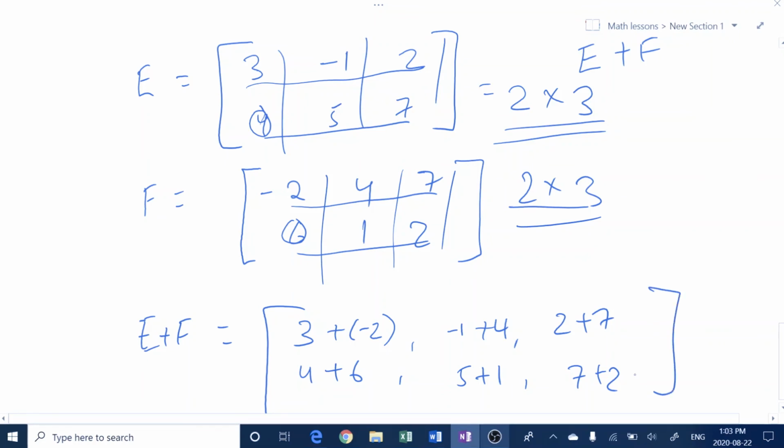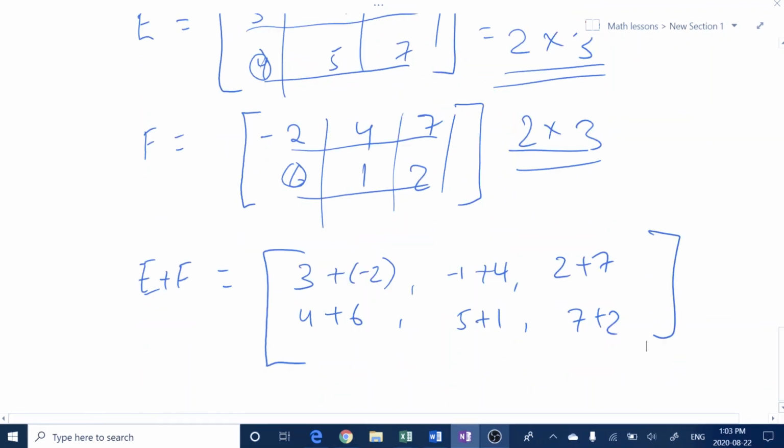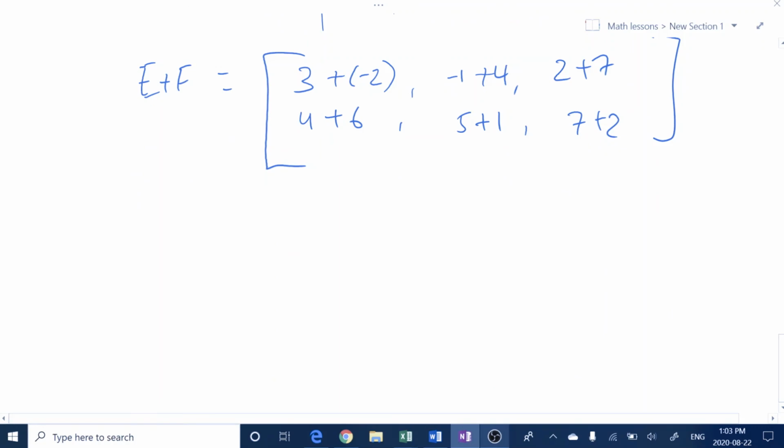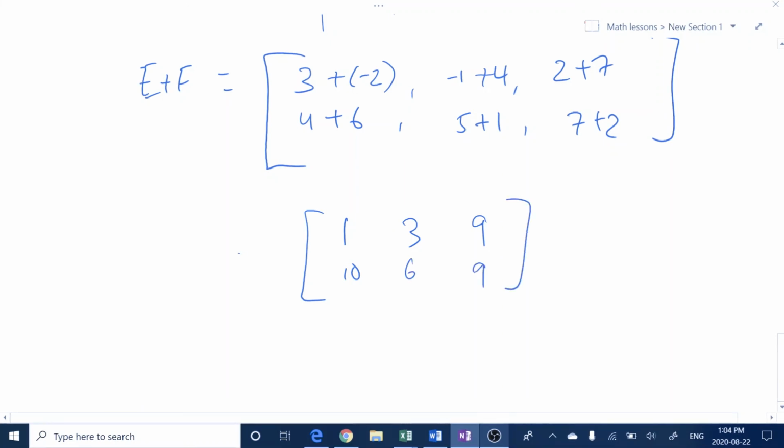Okay, so let's simplify this. 3 plus -2 is 1. -1 plus 4 is 3. 2 plus 7 is 9. 4 plus 6 is 10. 1 plus 5 is 6. And this is also 9. And so that is your final answer.